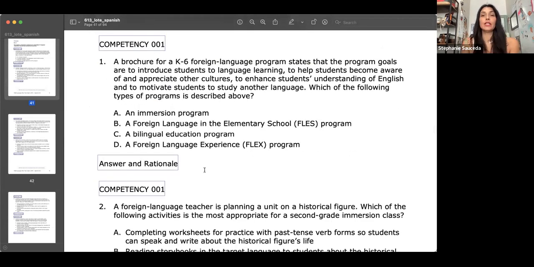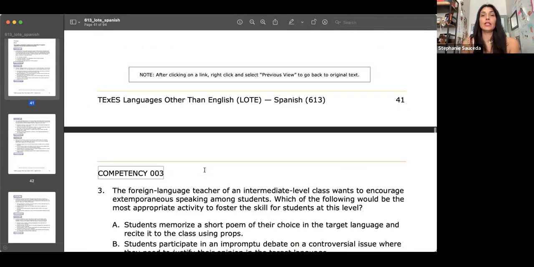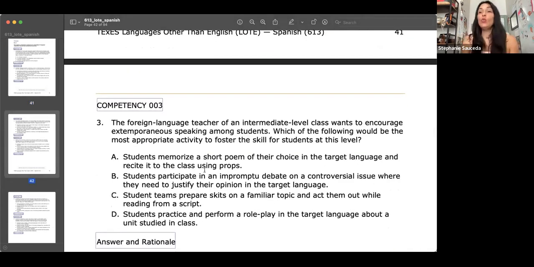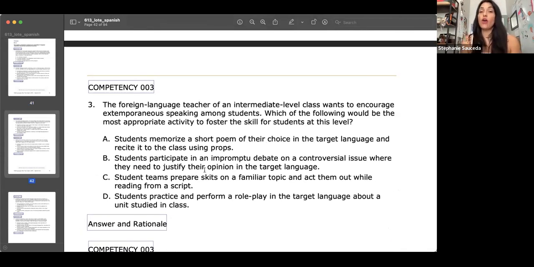Okay, let's take a look at this one. We have the foreign language teacher wanting to foster extemporaneous speaking among students. Which of the following would be the most appropriate activity to foster the skill for students at this level? Okay, lots of words. So we need to find out what's the goal of the teacher. What is the question asking? What's the goal for the foreign language teacher in this question? And what keywords and phrases are important for us to pay attention to in order to accurately identify her goal here?